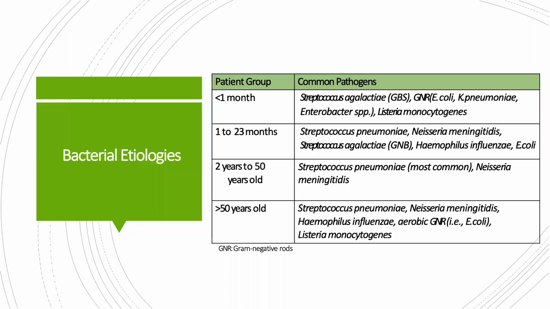So bacterial etiologies. In patients that are less than 1 month old, we can see strep agalactiae, gram-negative rods, and listeria. This is why in pregnant women, we often tell them do not eat cold cut meats, because listeria is a bacteria that can often be present in those cold cuts. If a baby passes through the vaginal canal, they can also contract listeria should a mother have it. They are not yet protected against listeria.